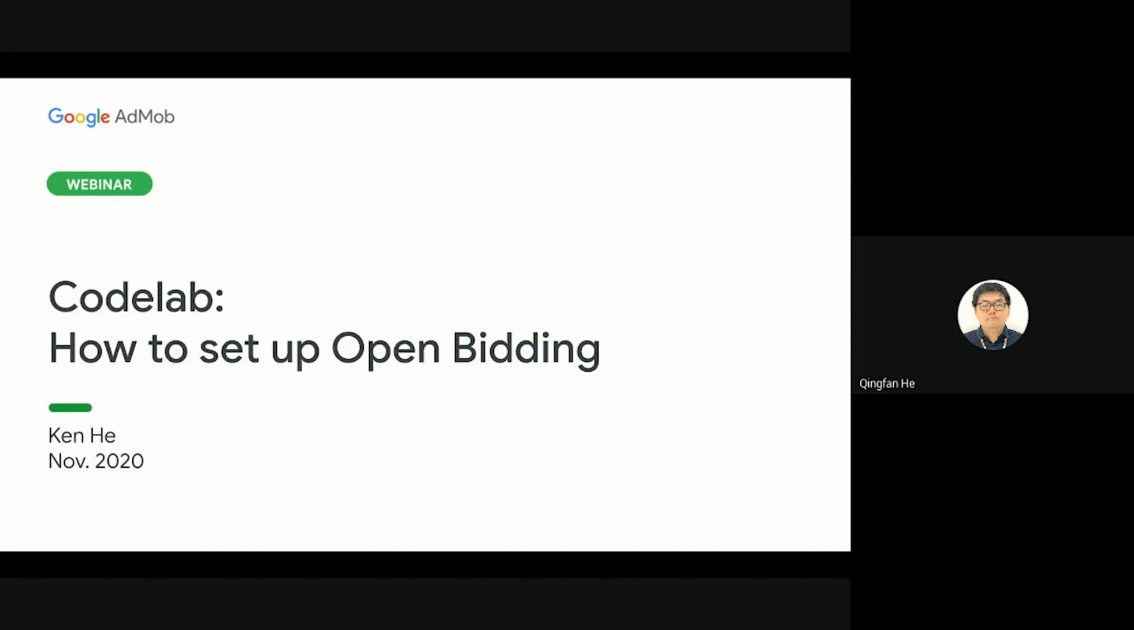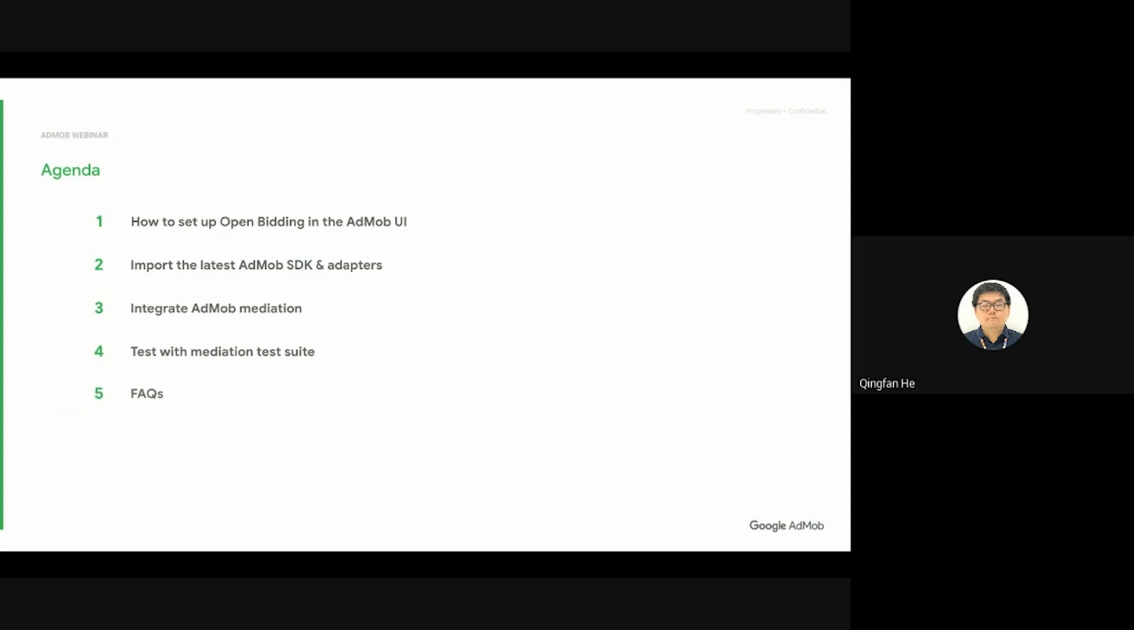In this webinar, I am going to introduce how to set up Open Bidding, and I will cover the following topics. I will walk through the process of how to set up Open Bidding in the AdMob UI, and then I will share how to import the AdMob SDK and the third-party SDK adapters. Next, I will talk about the best practice of SDK integration and how to do the troubleshooting with the mediation test suite. Lastly, we will talk about the common questions observed from other customers during the Open Bidding integration.